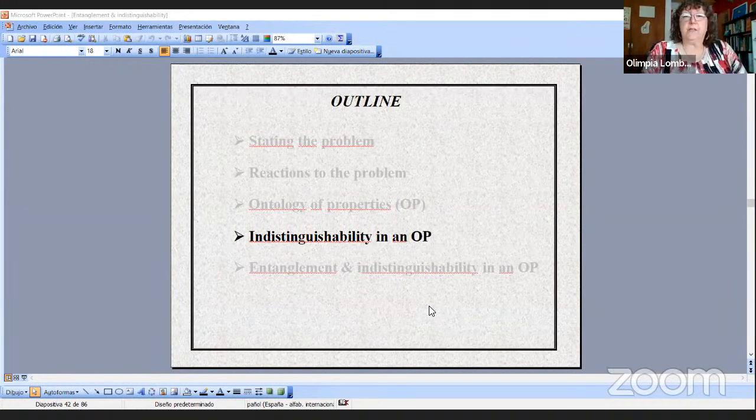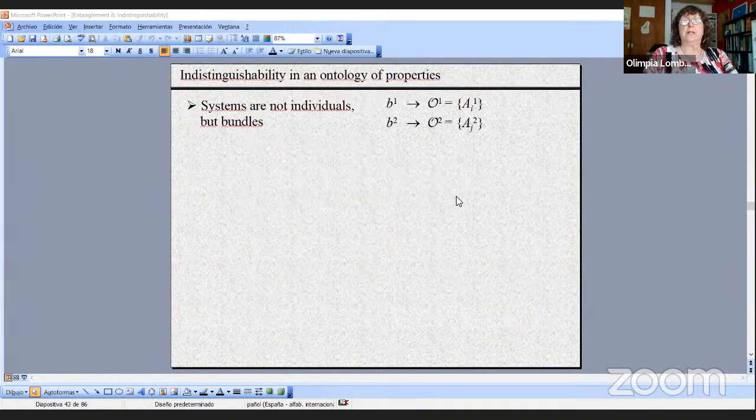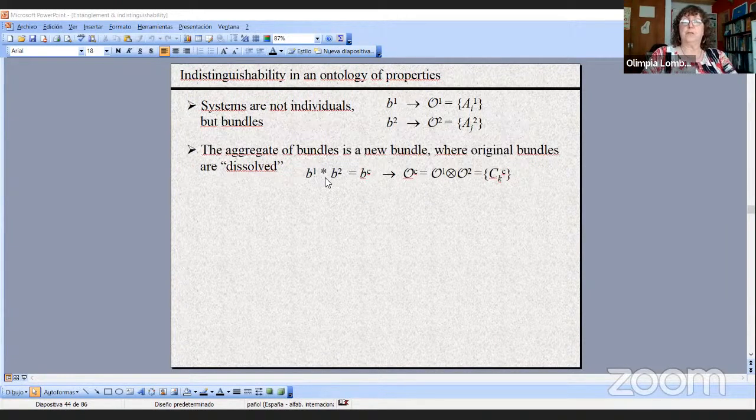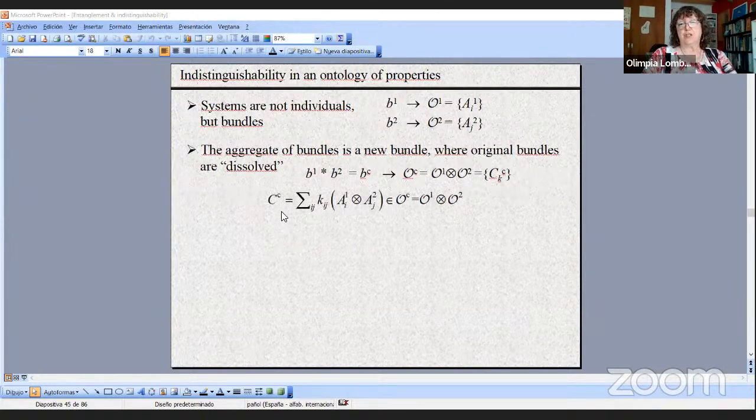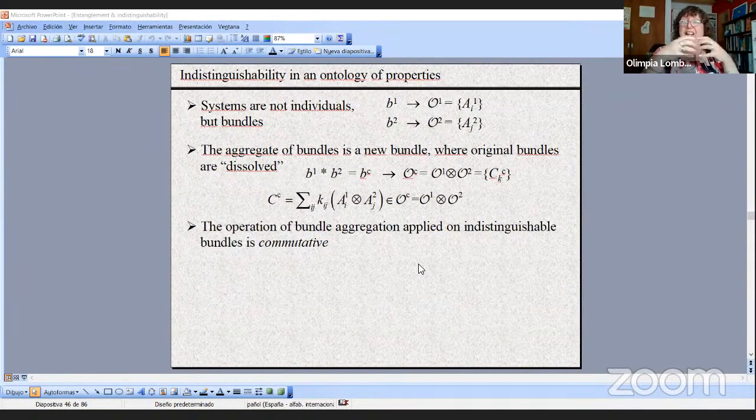What happened with indistinguishability? In this ontology, let us assume that systems are not individuals but bundles, and they are represented by spaces of observables. If we make an aggregate of two bundles, we form another bundle whose observables have this form, which is the general form of a generic observable of the composite bundle. But the operation of aggregation of bundles, when applied to indistinguishable bundles, is commutative. This is very natural. If the bundles are indistinguishable, it doesn't matter which I take first and which later, so I can permute the order in which I take them.